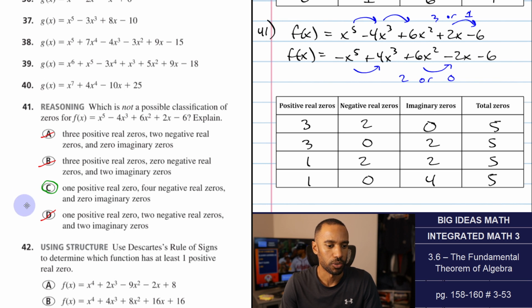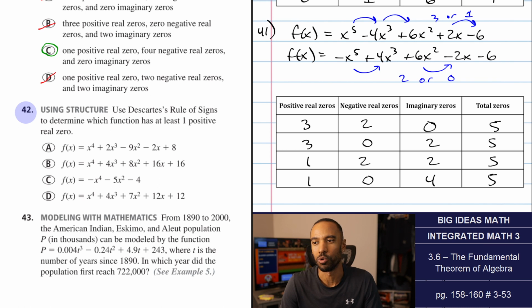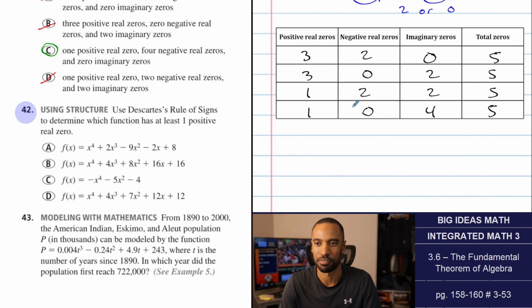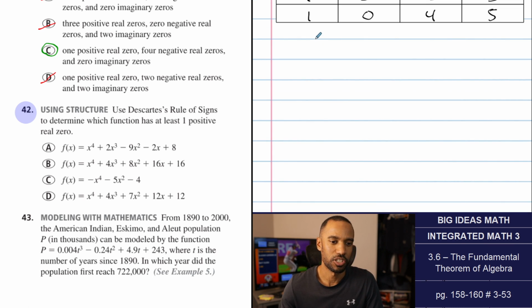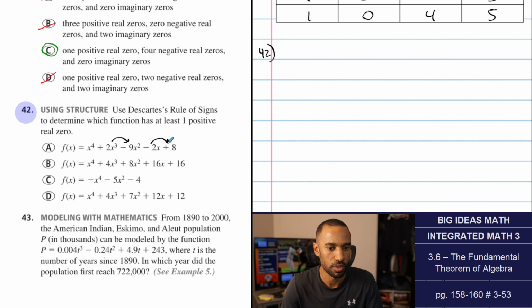Okay, number 42. Using structure. Use Descartes' Rule of Signs to determine... Descartes' Rule of Signs. That's the full name. Descartes' Rule of Signs to determine which function has at least 1 positive real zero. Let's just look at the lists and make a determination off of that. This one has at least 1. This might be multiple selection. I don't know. But this has 1 sign change, 2 sign changes. So this one works.